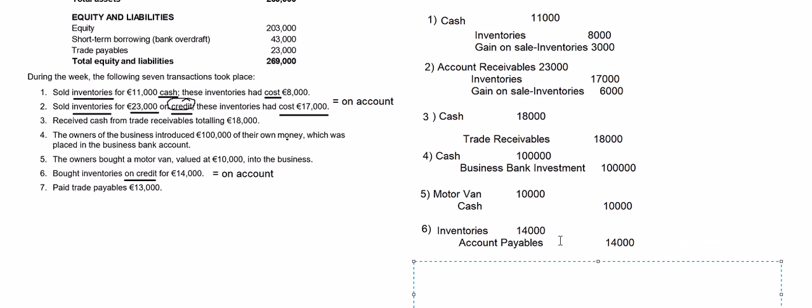And the last one, number 7, paid trade payables 13,000. So we need to have trade payable in here. That should be about 13,000. And we have cash, about 13,000.